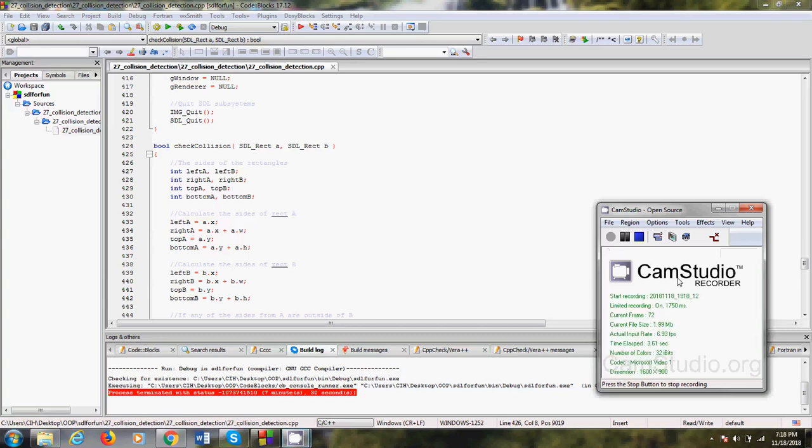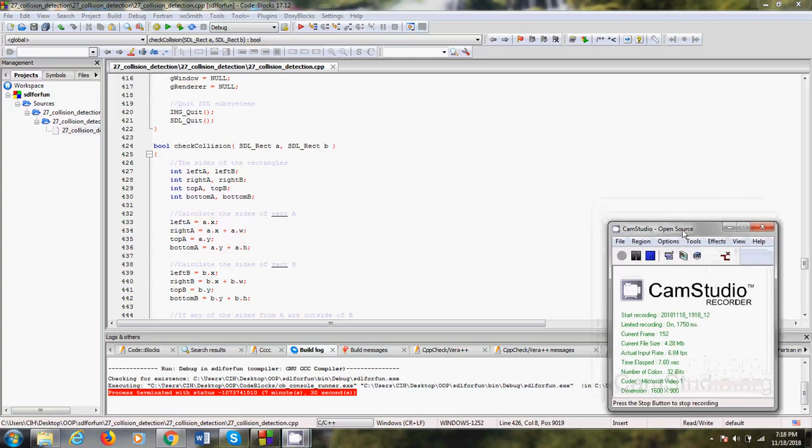I'll be explaining to you how collision detection works. We are looking at a Boolean function that takes in two rectangles, A and B. A rectangle, as we know, is a data structure which takes in four values: width, height, and the x, y coordinates of the rectangle.